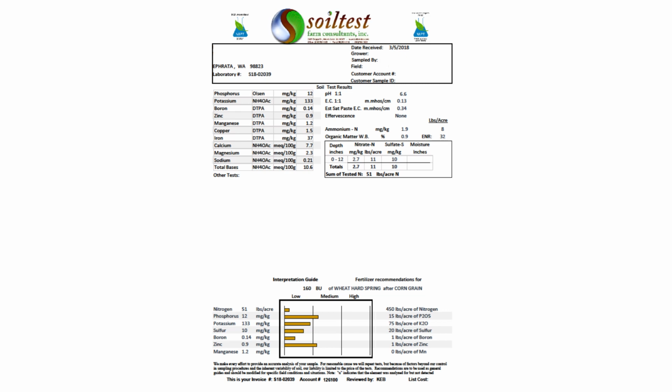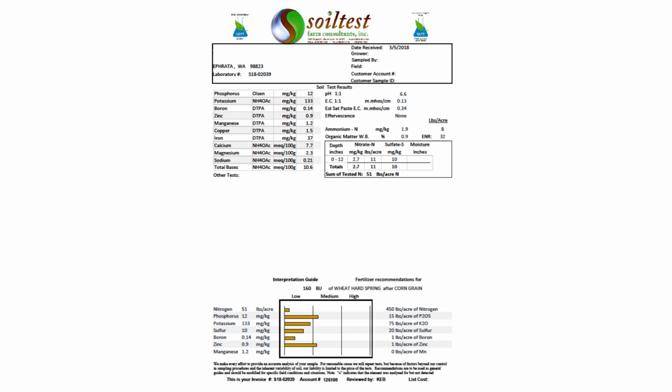Now, all this data is used below to give us a fertilizer recommendation. Now there's a few things that we need to know in order to give a good fertilizer recommendation. First, we need to know what crop we're growing. Second, we need to know what the previous crop was. And we also need to know what the yield goal is going to be for our crop. In this case, we're planning to grow a 160 bushel per acre crop of hard spring wheat, and this is following a grain corn crop.